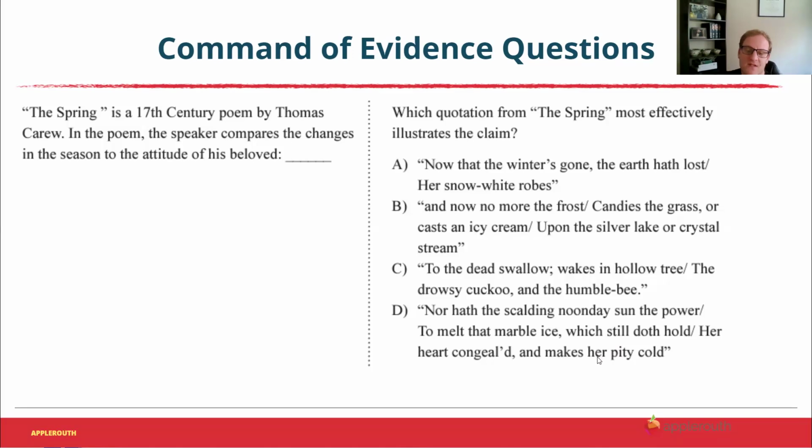It's saying, nor hath the sun the power to melt that marble ice, which holds her heart congealed and makes her pity cold. So that sounds like they're talking about a person who is cold and can't even be swayed by the warm noonday sun. Do I understand the poem completely? No, but we don't need to have a pretty confident answer. Unlike on math, though, verbal is going to be like the least wrong choice a lot of times, whereas on math, we can really prove it. So that's a reason that some people like math more.